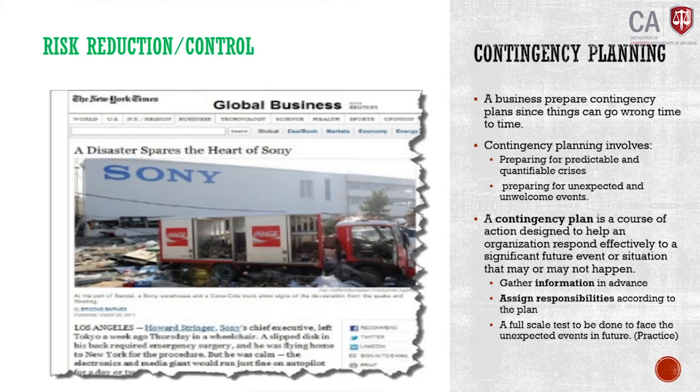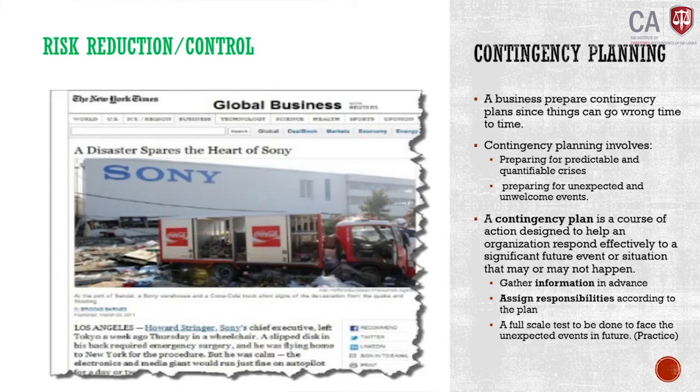A business prepares contingency plans in case things can go wrong at any time. Contingency planning involves preparing for the predictable, quantifiable crisis and also for unexpected and unwelcome events. A tsunami is an unwelcome, unexpected event, therefore you have to have a contingency plan. Assume you lose your head office due to a terror attack or bomb blast. Now, you want to restore your operation, what are you going to do? You have to have a business continuity plan.